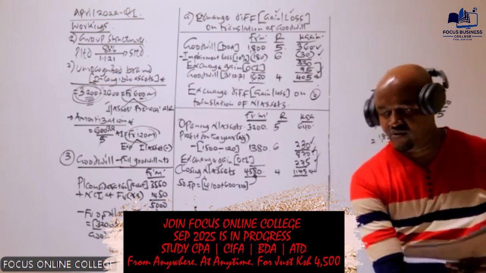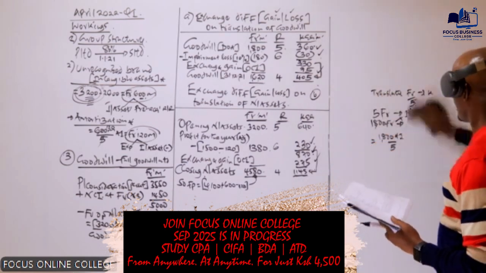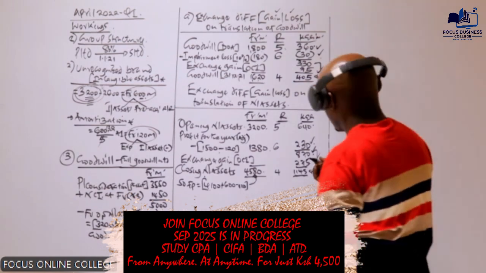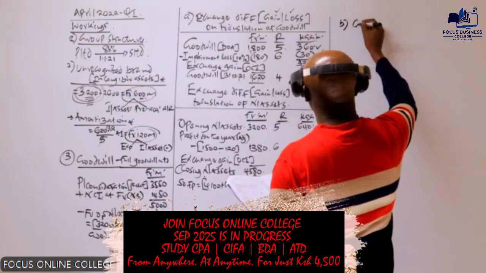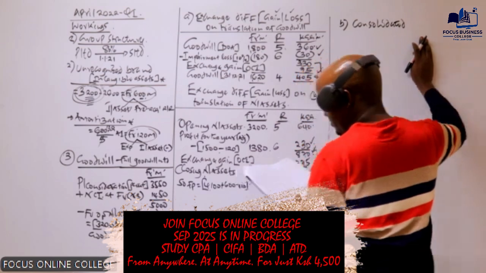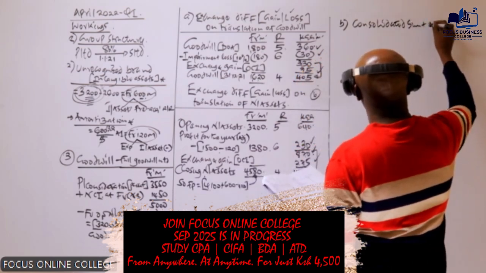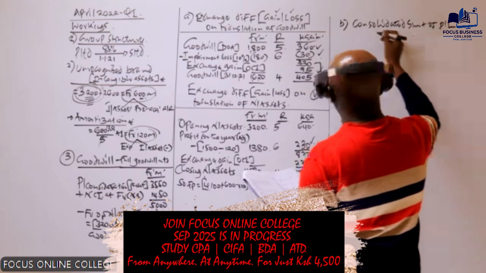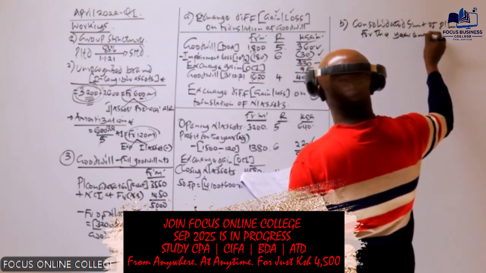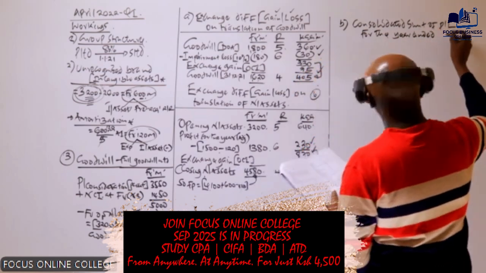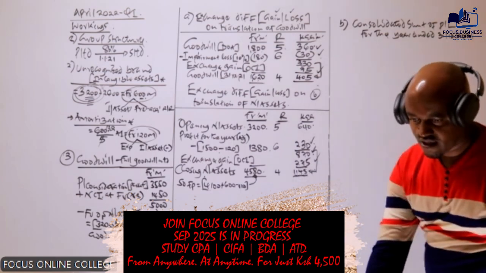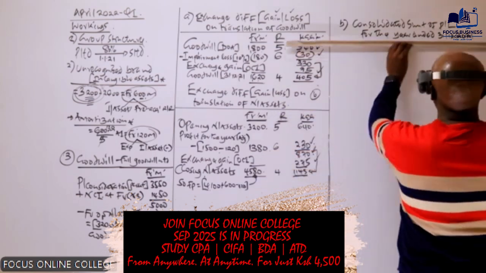Then we move to part B of the question, which is very, very simple. You'll be able to see that. Part B, what are we required to do? We are required to prepare the consolidated statement of profit or loss for the year ended 31st of December 2021.